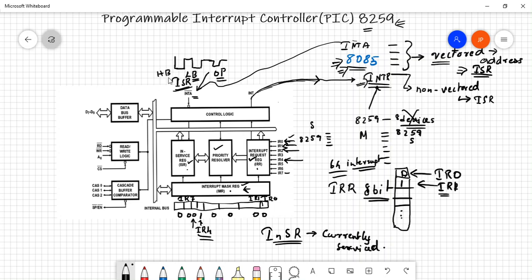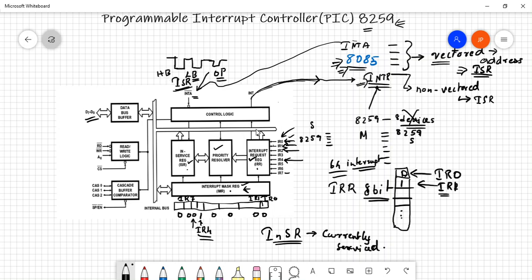Now this data is given using the data bus. The data bus will give the opcode and the lower and higher bytes of the address, and it will be transferred to 8085. This data bus will be connected to the data bus of 8085. So this is how it transfers the address. Now let's say IR0 occurs, it gives the interrupt signal to 8085. It gets an acknowledgement signal. It gives the opcode, the lower byte, and the higher byte.